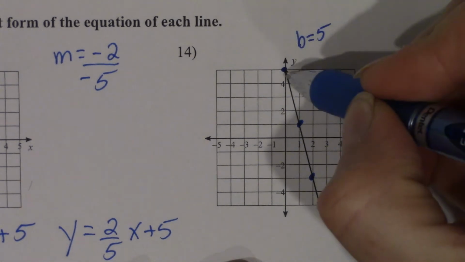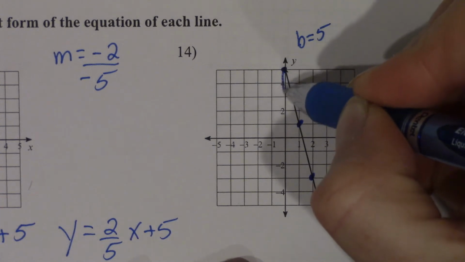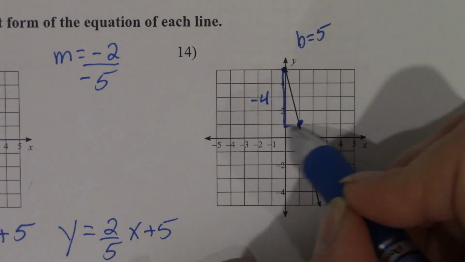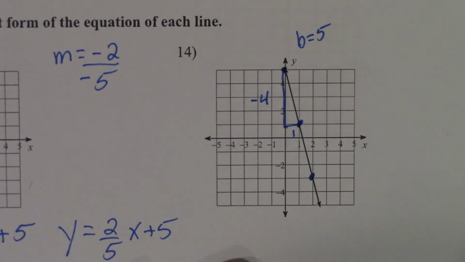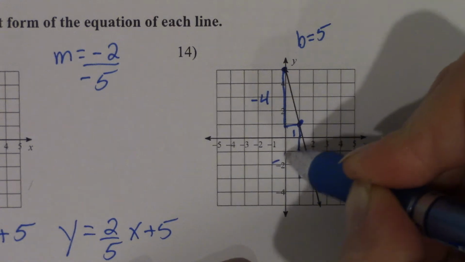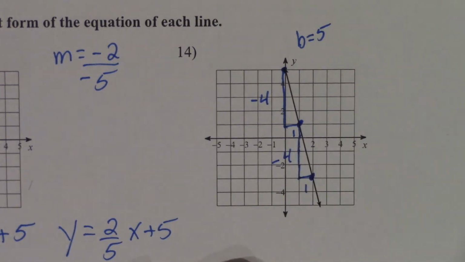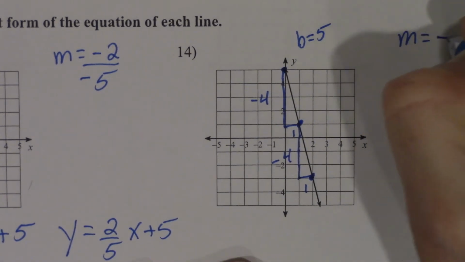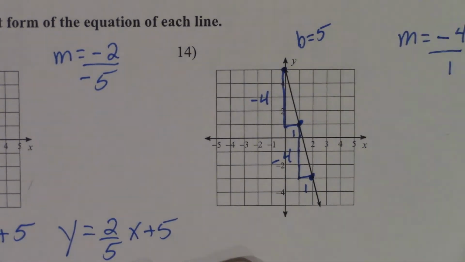But I'm going to start here, my beginning point. I'm going down 4 and over 1. Let's just check and see if that works again. Let's go down 4: 1, 2, 3, 4. Oh, it works. -4, 1. So I just double checked my slope. It was the same between both points. So my slope is a rise of -4 and a run of 1.